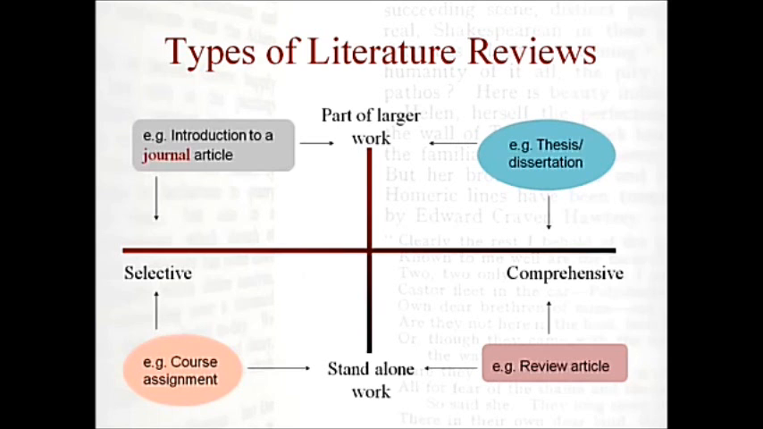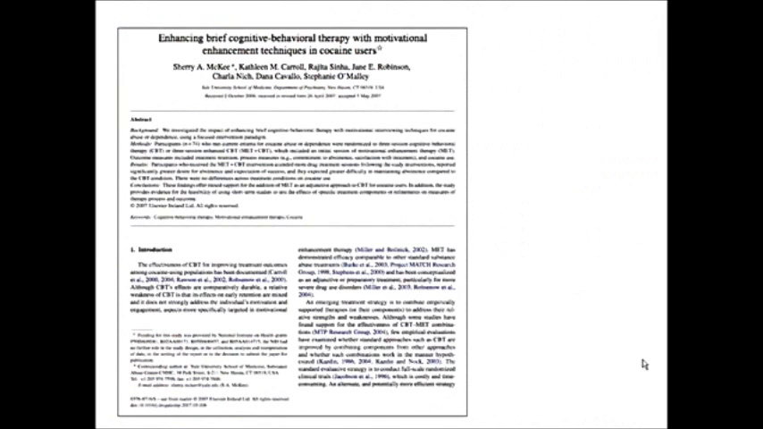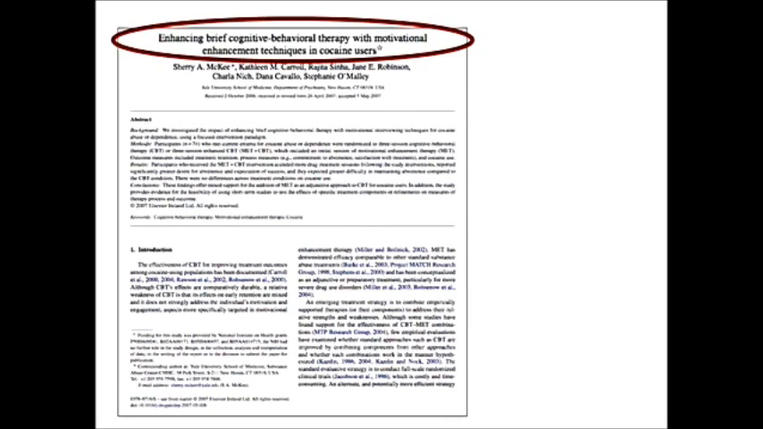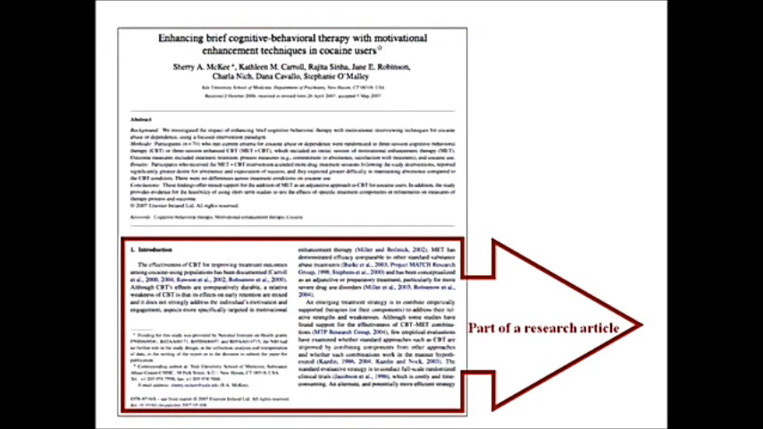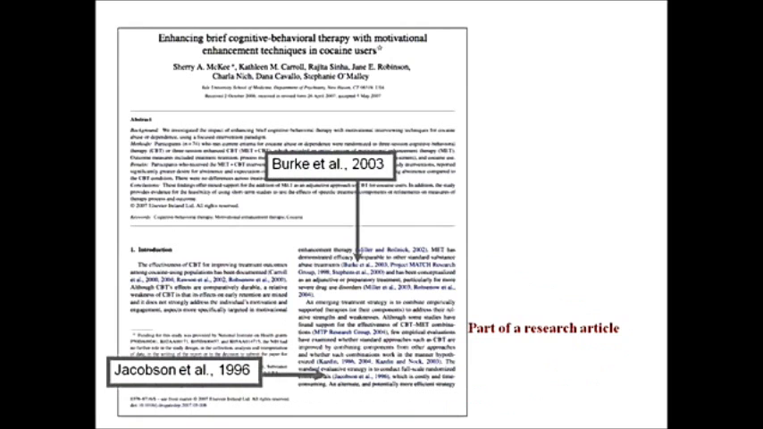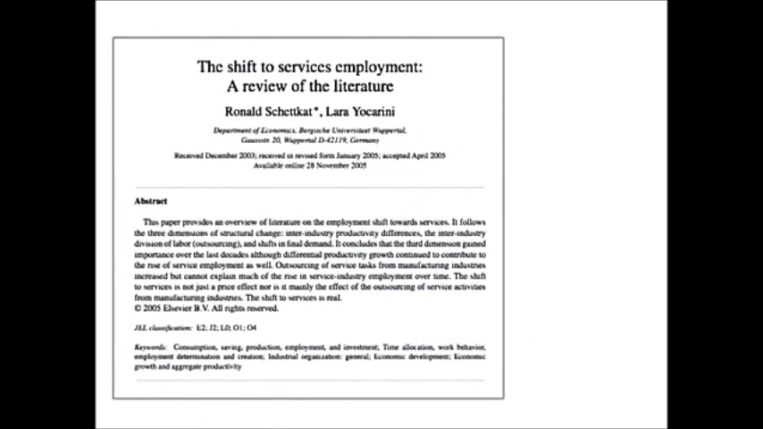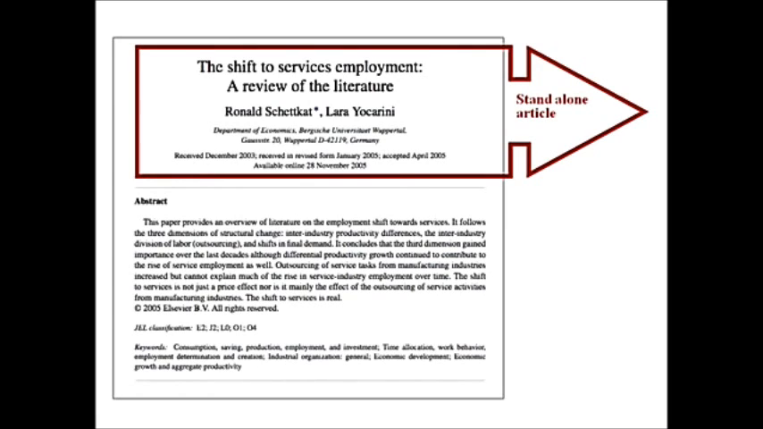A literature review that introduces an article can look like this. Here is an article about cognitive behavioral therapy. Here is the literature review. In this article, it is part of the introduction. You can tell that the introduction includes a literature review because it discusses important research that has already been published on this topic. Here is an example of a standalone literature review article, in this case about employment.